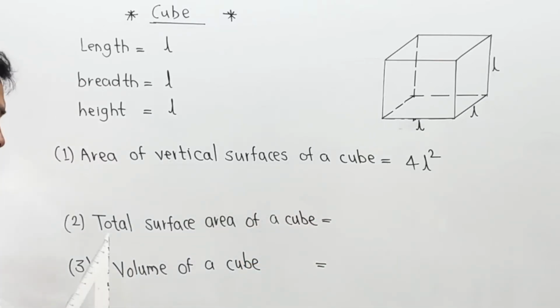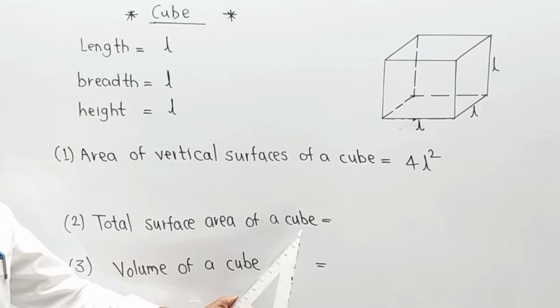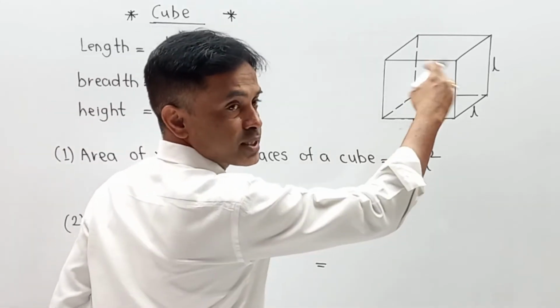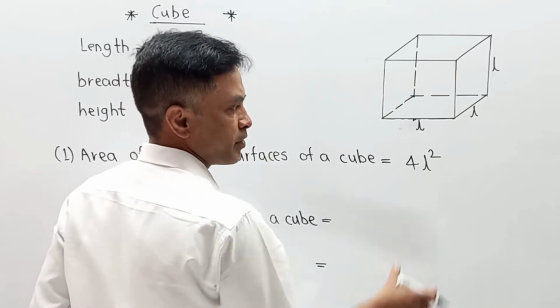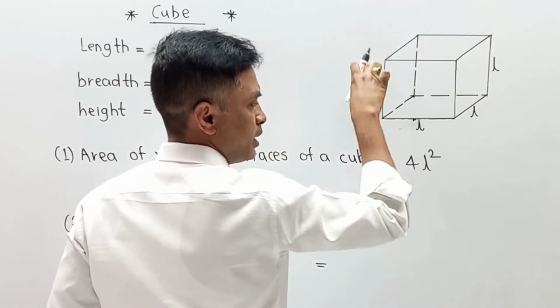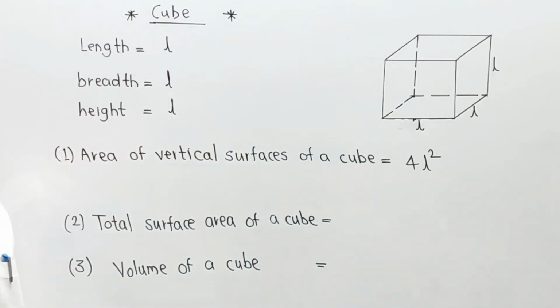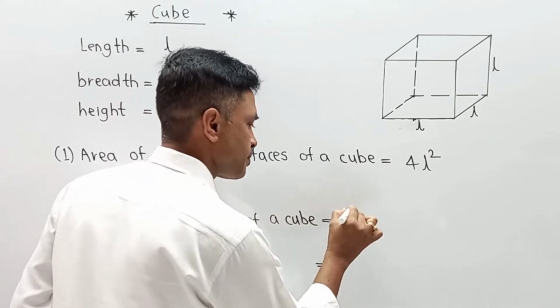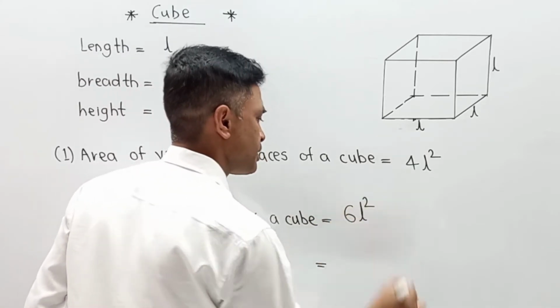Now the second part is the total surface area of a cube. Once again for a cube there are a total of 6 faces and every face has an area L into L. There are a total of 6 faces. So the total surface area of a cube is 6L square.